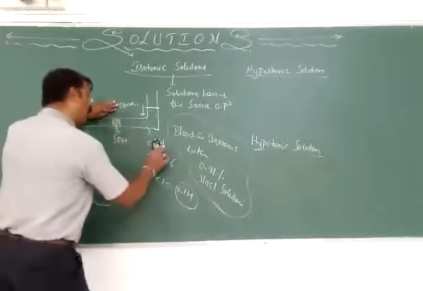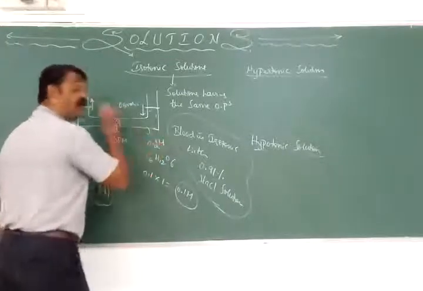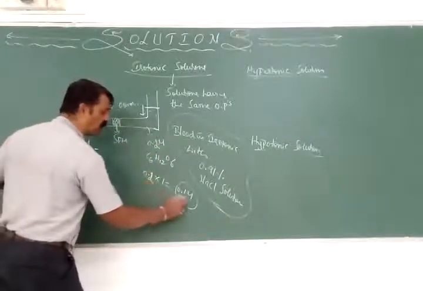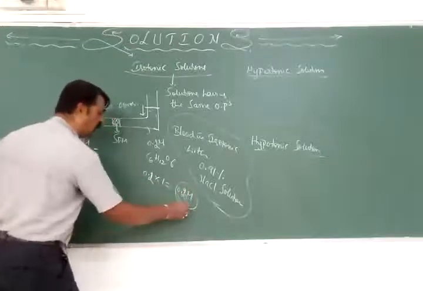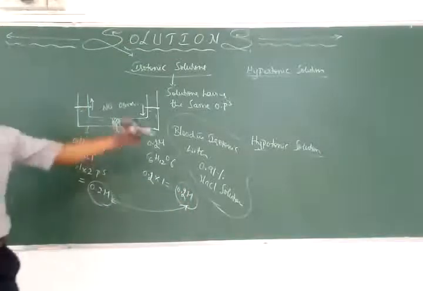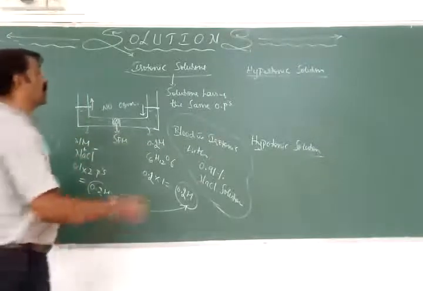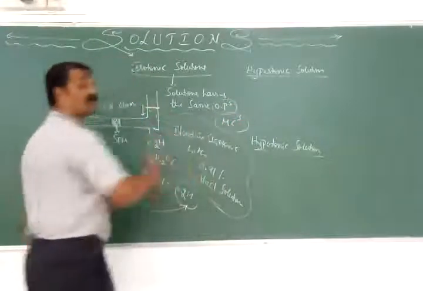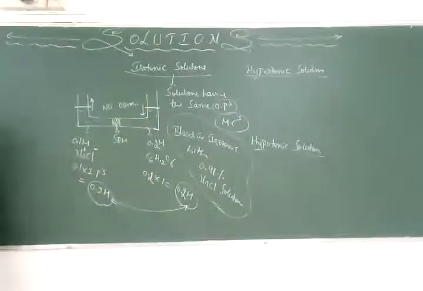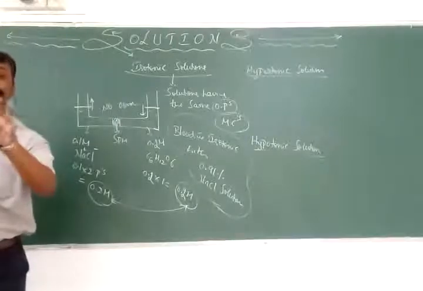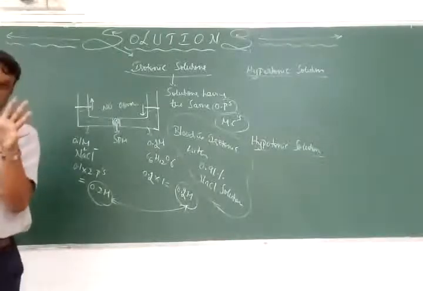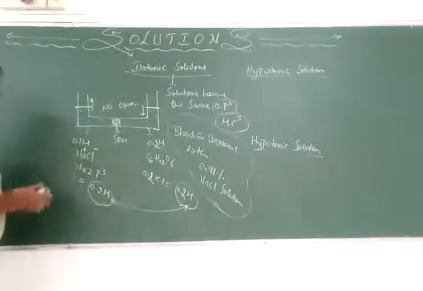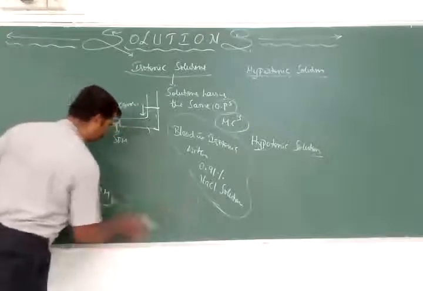But if I take 0.2 molar glucose, 0.2 into how many particles? 1. Therefore, it is equal to 0.2 molar. So the molar concentration of solute in the two different solutions is the same, which means the solutions have the same osmotic pressure. Any two different solutions having the same molar concentration with respect to their individual particles are isotonic. Isotonic. Let us take another example related to this.